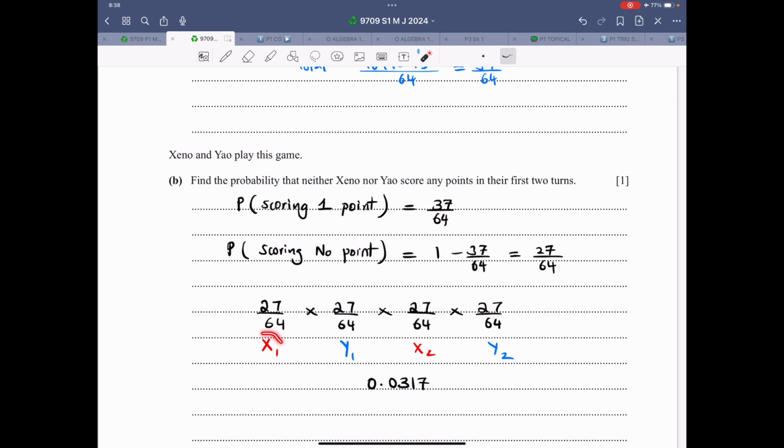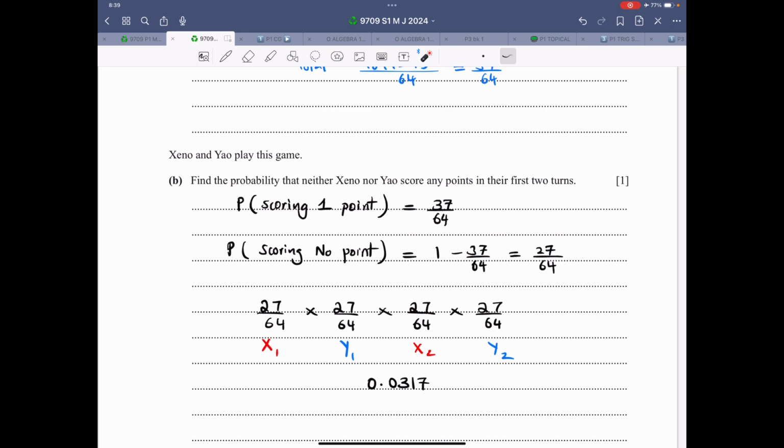So first, this person X throws the dice, does not score anything. This person Y throws the dice, does not score anything. We are talking about 2 turns. Then X throws the dice, does not score anything. Y throws the dice, does not score anything. So this is basically 27 over 64 raised to the power of 4, and that's the answer.